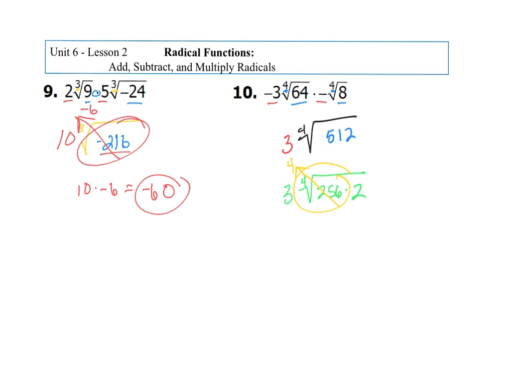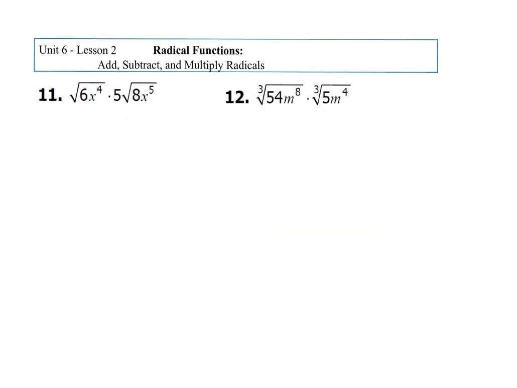Okay, and then we multiply that 4 times 3, which is 12, and we're left with the fourth root of 2 as the leftover part. Okay, number 11, now we're adding variables. So the rule is not different because we're multiplying. I make sure the index is the same, but I multiply first, simplify second.